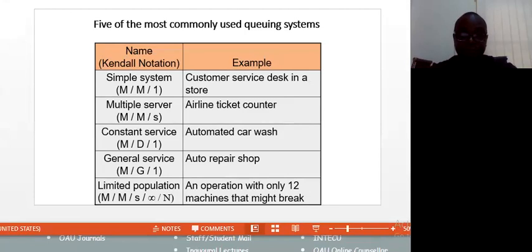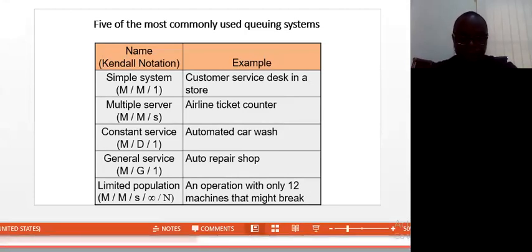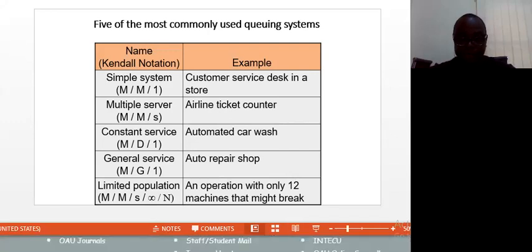So the five most commonly used queuing systems are presented here. The first one is the simple system, denoted by MM1. We use Kendall's notation to represent their names here. MM1 system, that is a customer service desk in a store. That is an example of MM1. We have just one server, that is one checkout point, as in the supermarket example we gave earlier.